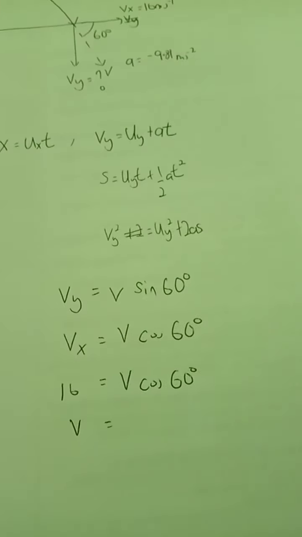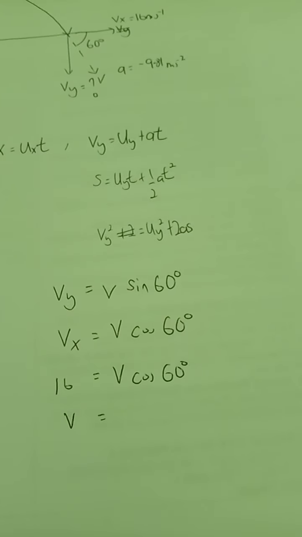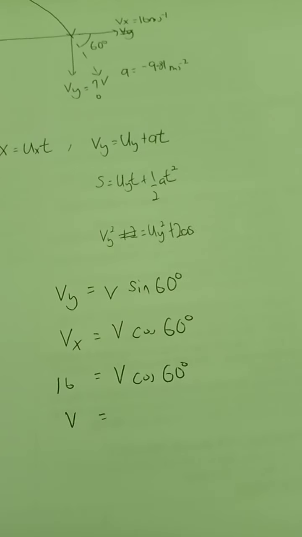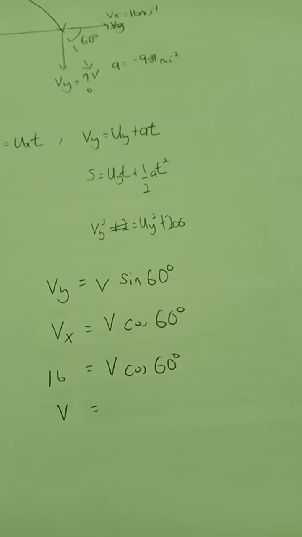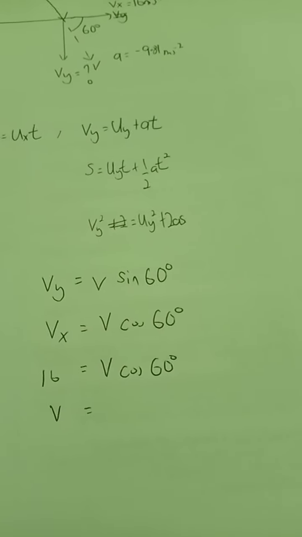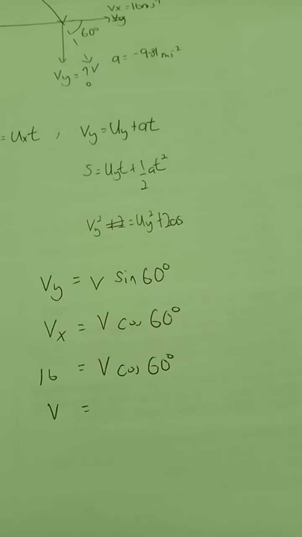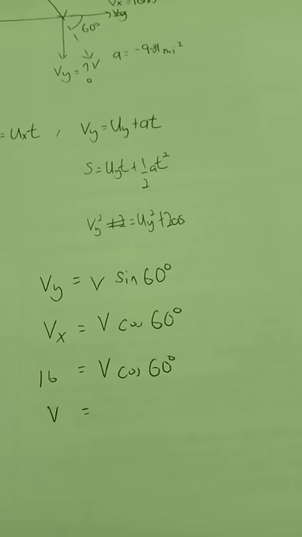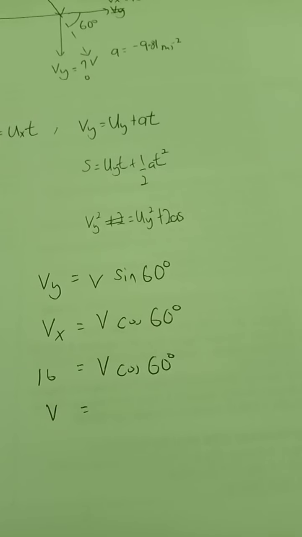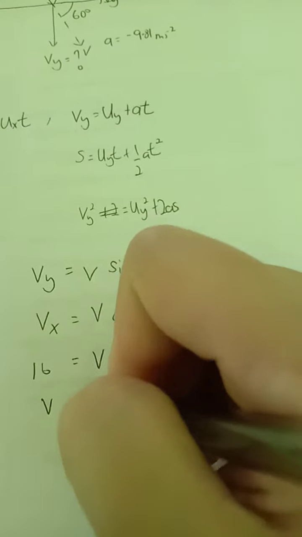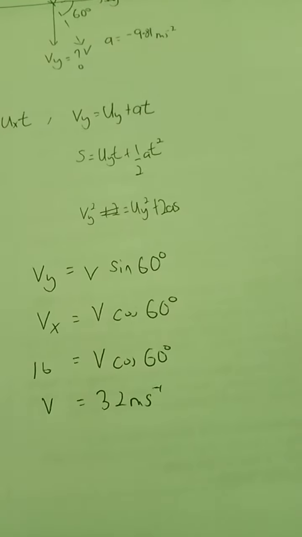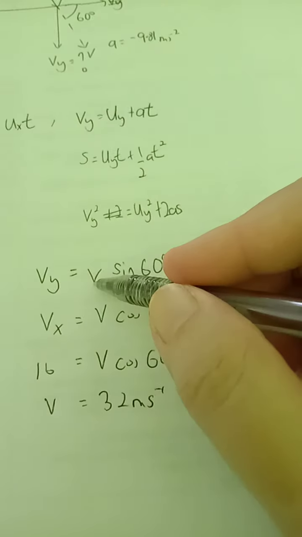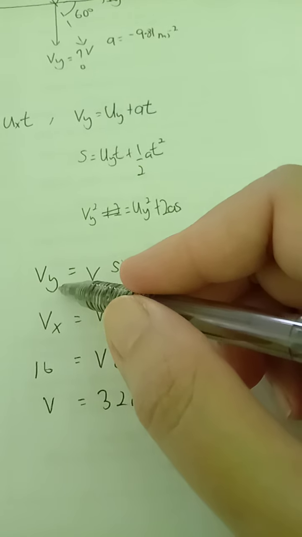So my V will be, and make sure the angle is in degrees when you use your calculator. So we can solve to find V. 16 divided by cos 60 is 32 meters per second. So I have my V here, and I can find my Vy.